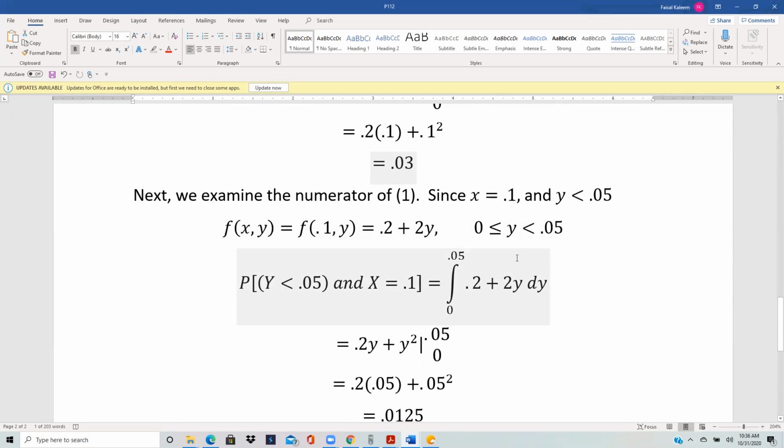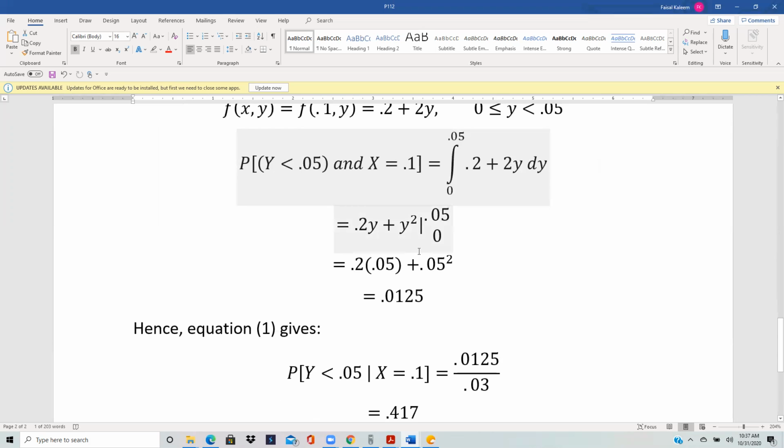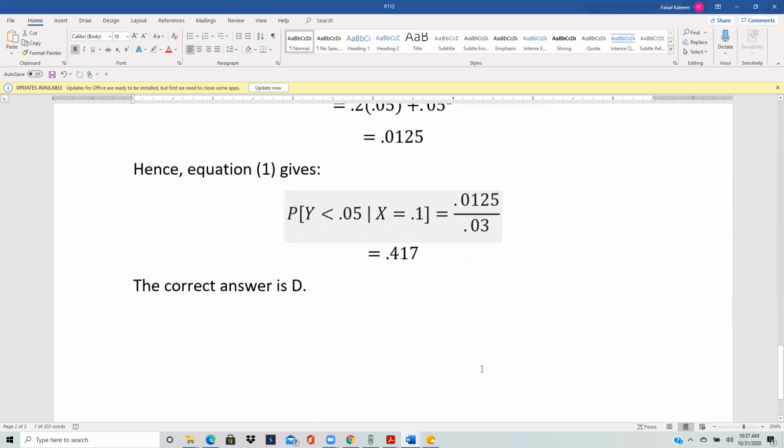Now we integrate this from 0 to 0.05, the same PDF, and we end up getting 0.0125, and now we have both the numerator and denominator. Numerator is 0.0125, denominator was 0.03, and we end up with 0.417, which is choice D.